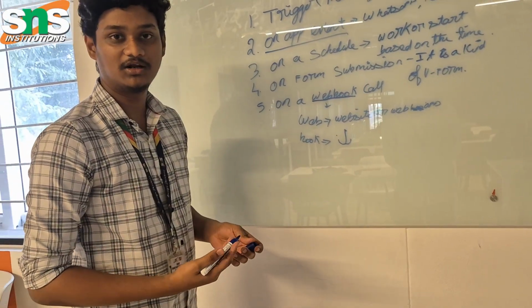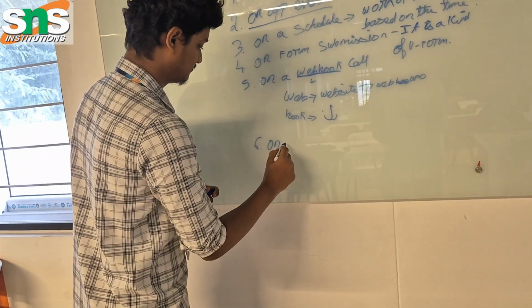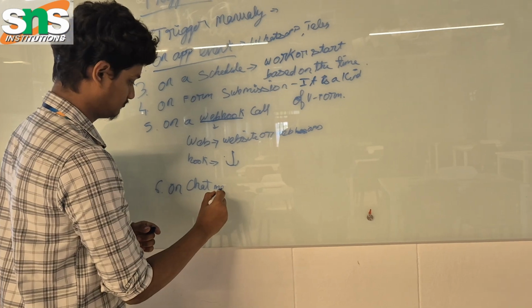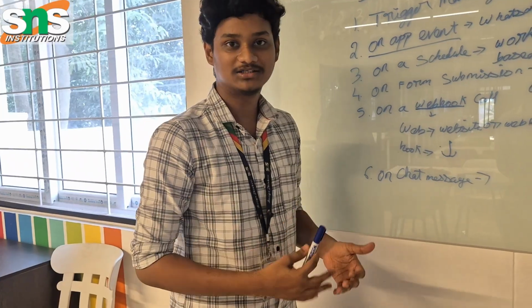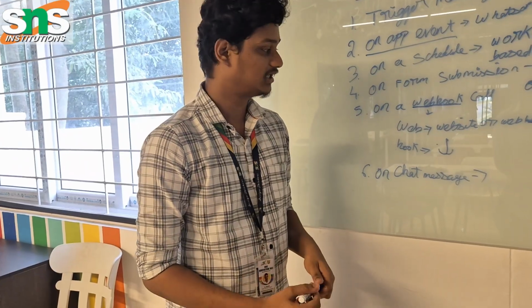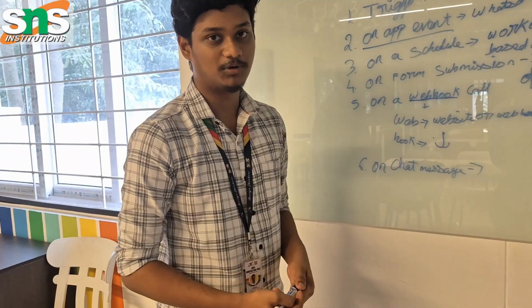And the final trigger we are going to see is on chat message. On chat message is nothing but a trigger which helps you build a chatbot for your companies or for your personal information. It's a trigger which helps to build a chatbot for your websites.